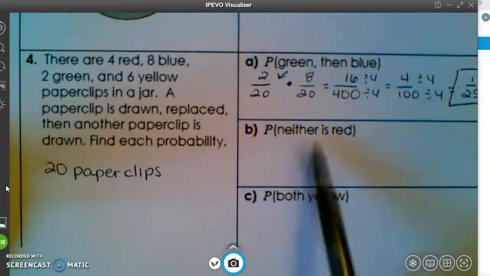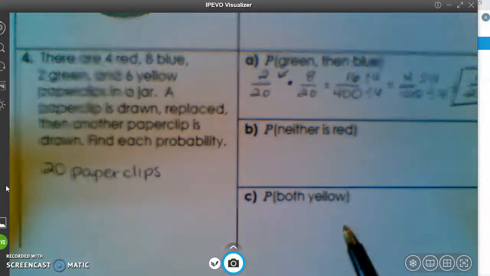Okay, B, neither is red. So neither means you don't want it. So Emmy, say we don't want it.